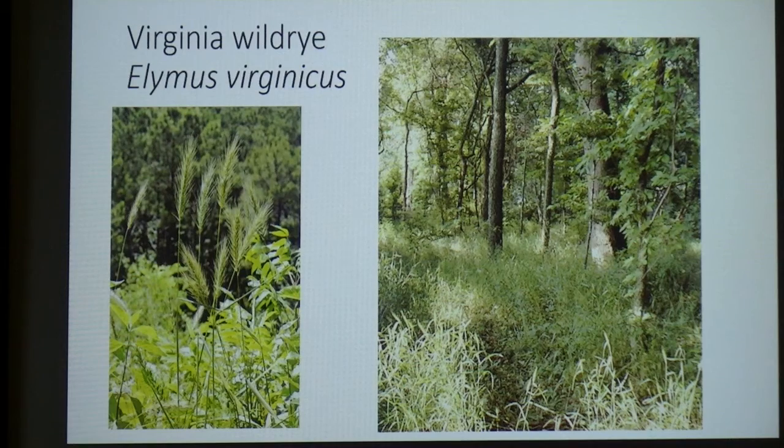And this is a typical habitat for Virginia wildrye. Maybe a low ground, it likes low ground pretty much, and partial shade like this. You'll see it a lot of times in sort of open forested creek bottoms.